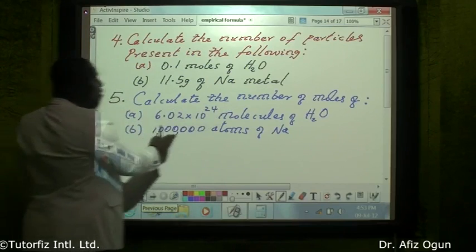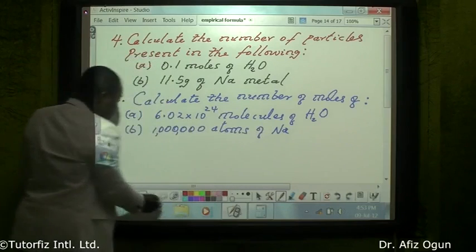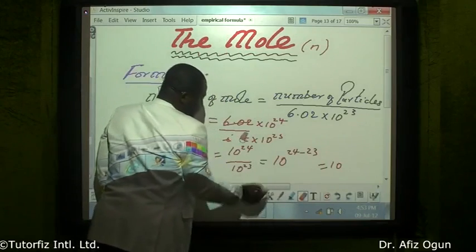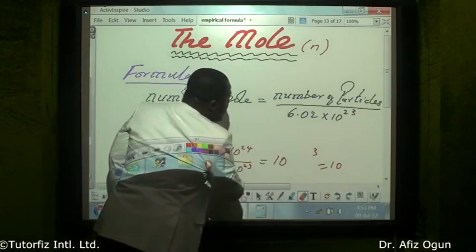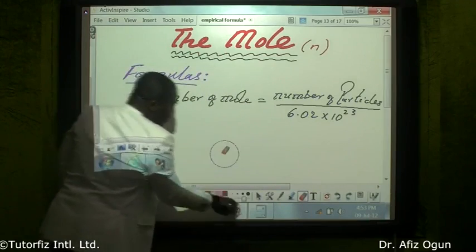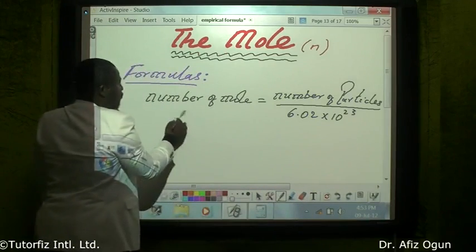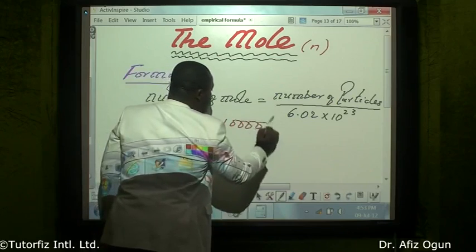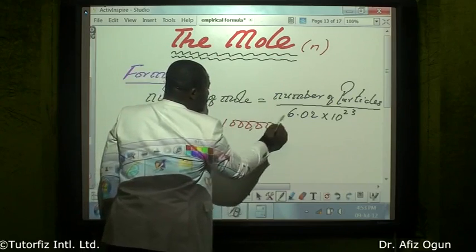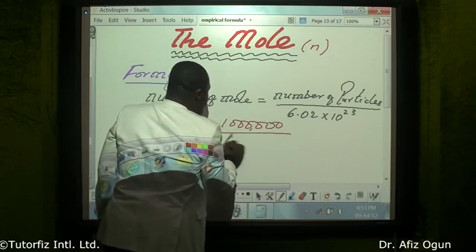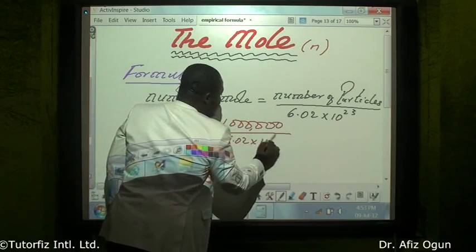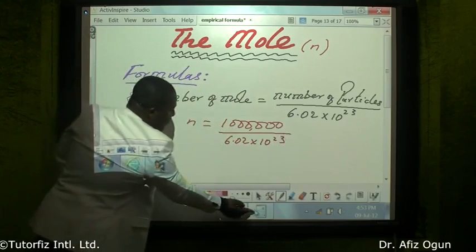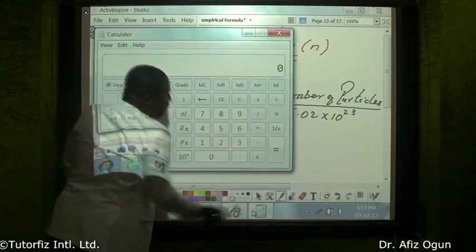10 moles of water is present in this number of molecules of water. So, 1 million atoms of sodium. How many moles in 1 million atoms of sodium? The particles there are atoms. So N equals the number of particles, 1 million, divided by 6.02 times 10 raised to the power 23.